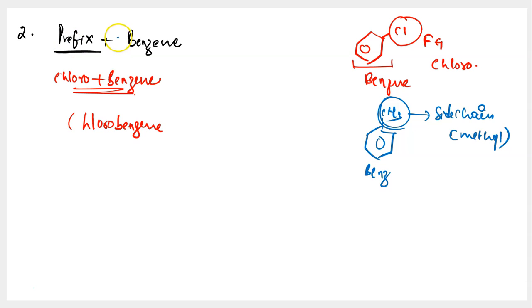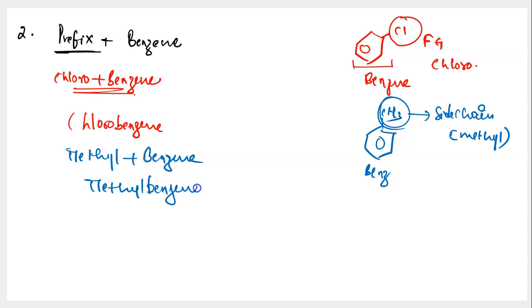And come back to step 2. In step 2, you have to write whatever is the name of the functional group or side chain in place of prefix. So I'll write it here. It is methyl plus benzene. And when I merge both of them, I call this molecule methylbenzene. So similarly, according to whatever is the side chain or functional group, you just have to write the name of that side chain in the prefix part.